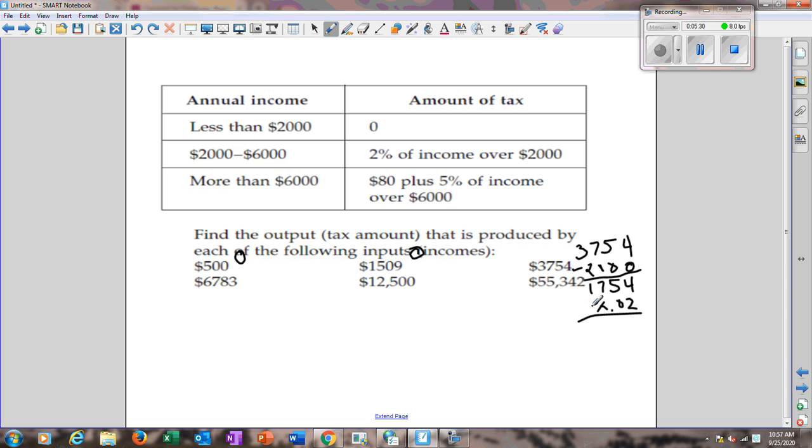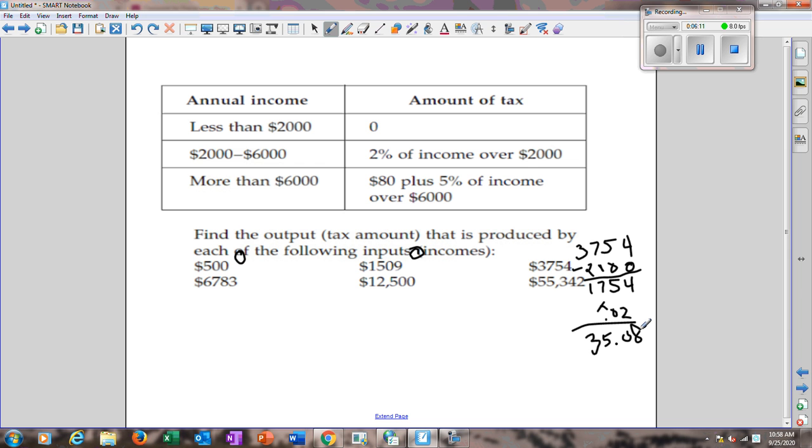So 1754 times 0.02 is equal to 3508. So that's my final answer. It's just 3508. And I'm done.